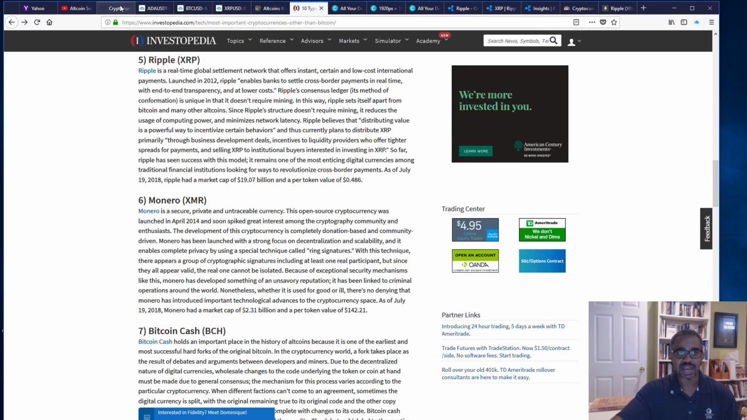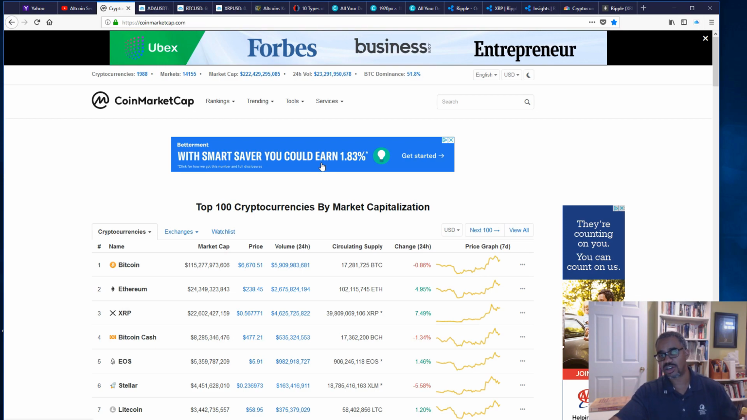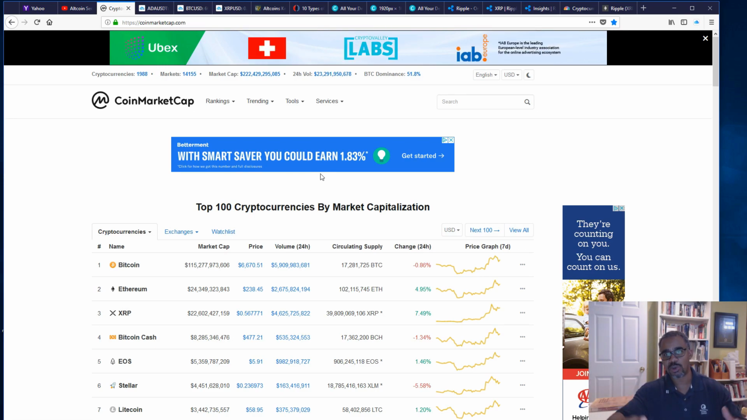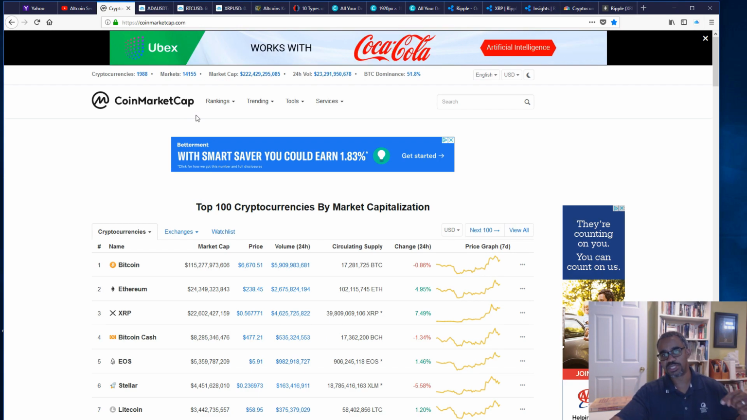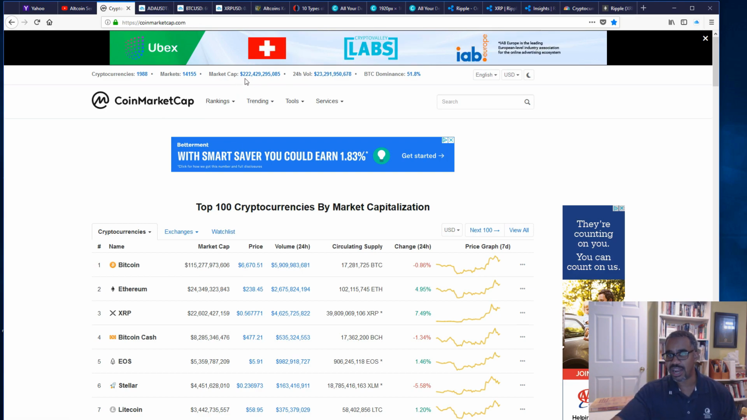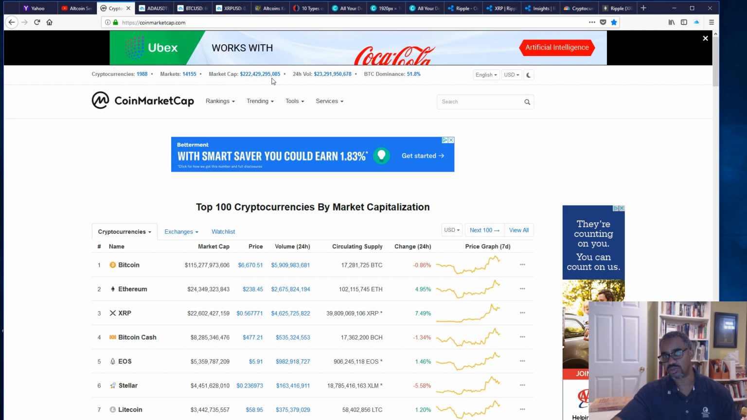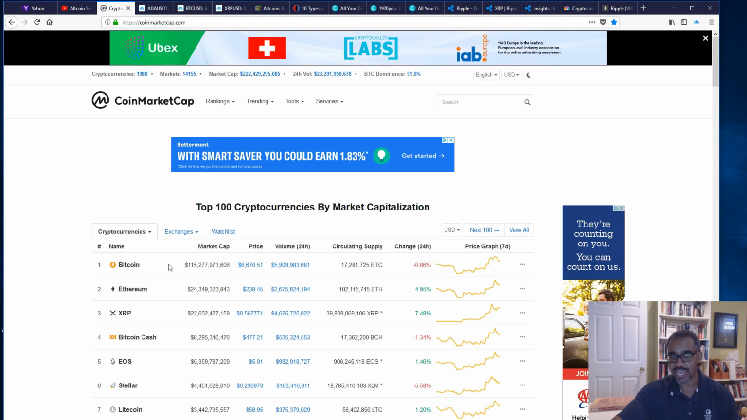So I like to start, as I always talk about with my analysis, with the big picture and then go small. So looking at CoinMarketCap, and again, all the URLs will be down in the description, so don't worry about trying to follow them here. As you can see, the market cap right now is $222 billion. I think a few days ago it was $204 billion. So really Ripple was instrumental in reversing the downtrend we had.